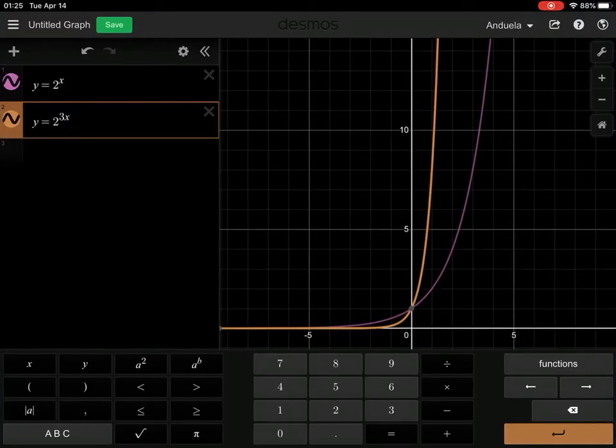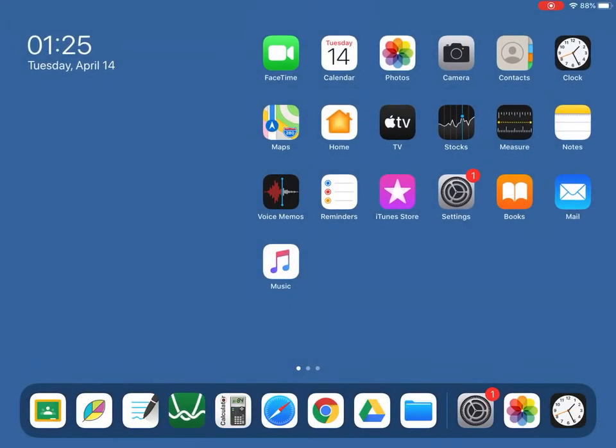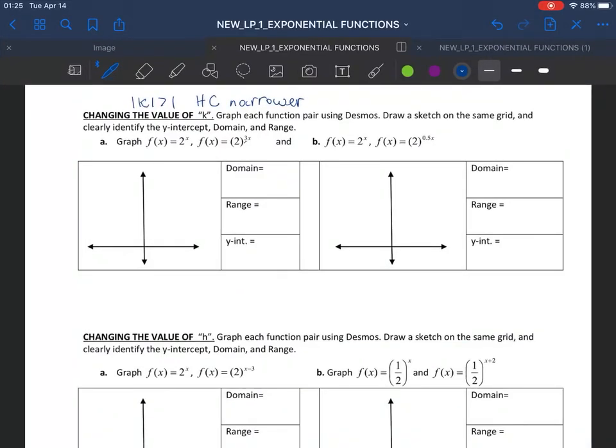We're going to use Desmos for this. So I already typed in 2 to the x and 2 to the 3x. 2 to the x is the purple graph, and 2 to the power 3x is the orange graph. So you can tell that the orange graph is closer to the y-axis. The y-intercept hasn't changed, and I'm going to sketch both of them here on our grid.